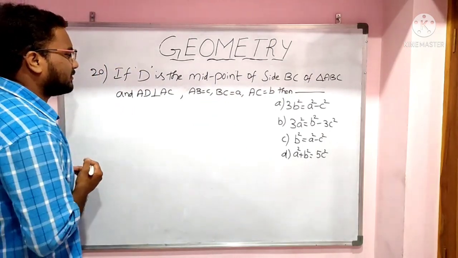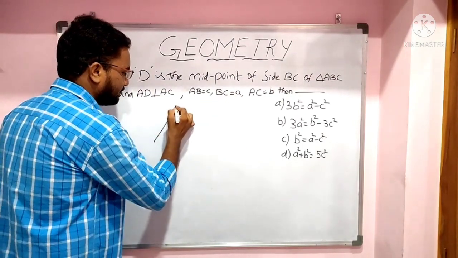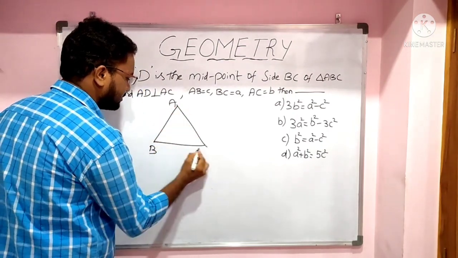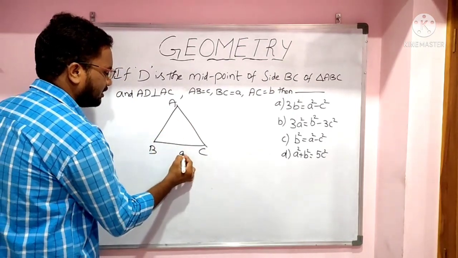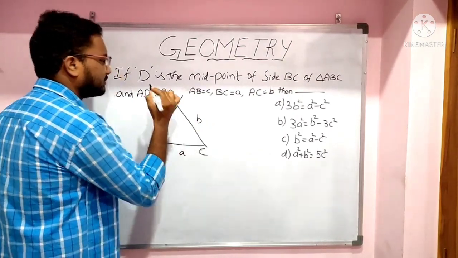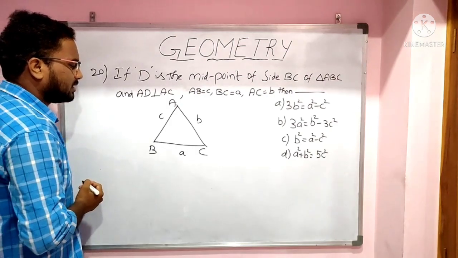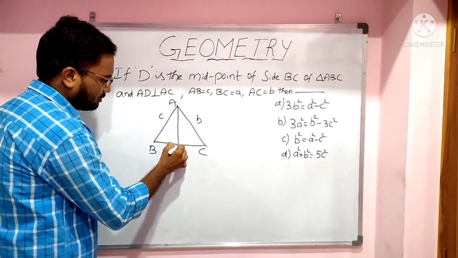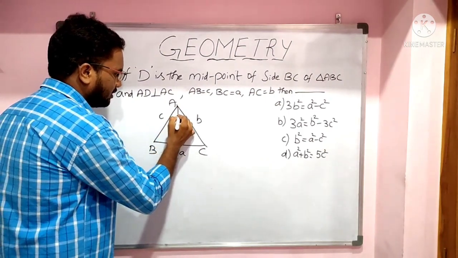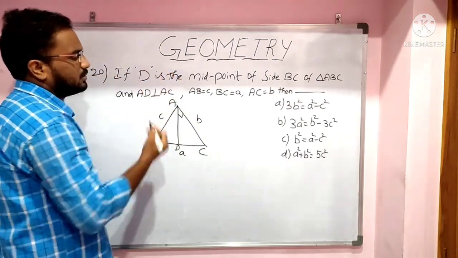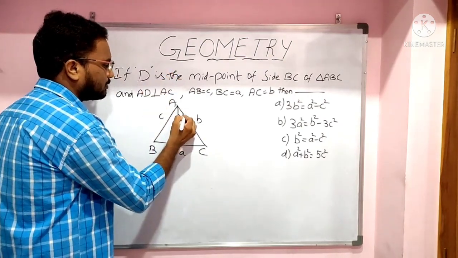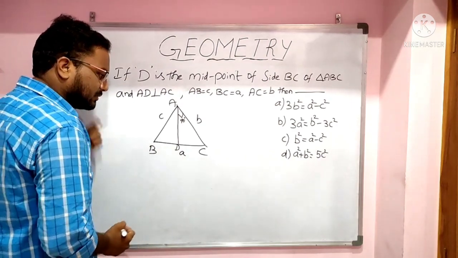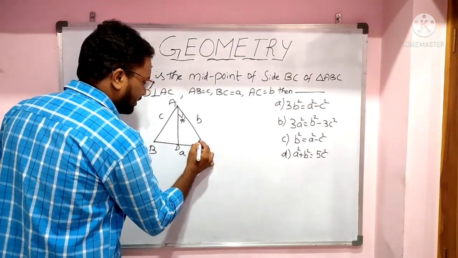So first of all, let's take a figure. Triangle ABC. This is small a, this is small b and this is small c. AD is perpendicular to AC, so let's draw AD. This is D. AD is perpendicular to AC, so this is 90 degrees. Then we need to find the relation between a, b and c. Let's say this is theta.